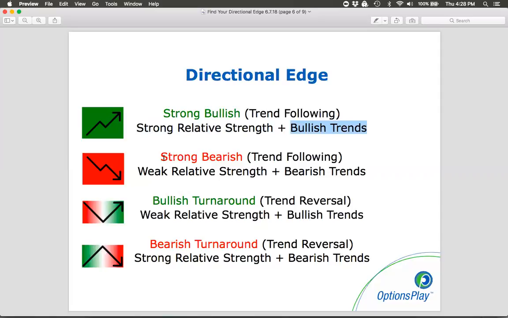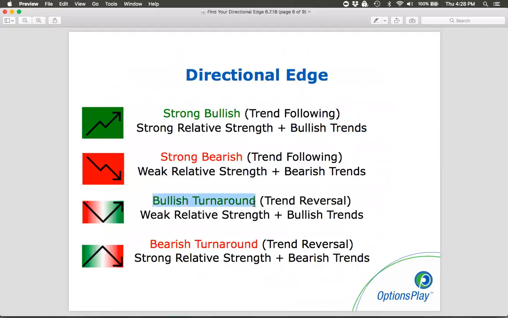Strong bearish candidates are the exact opposite. These are stocks with weak relative strength, so stocks that are underperforming the overall market, and they're exhibiting bearish trends, which means that they're more likely to continue to underperform the overall market. So these top 2 are pretty easy to remember. The bottom 2 are basically turnarounds or reversals.